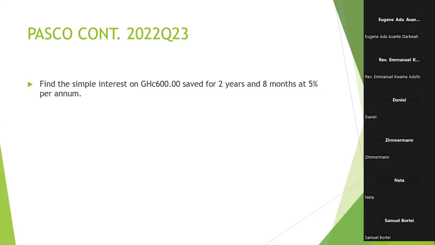Okay, let me take it from here. If you have 6 months, 6 months in years is the same as what? 6 over 12. 6 months in years, yeah. 6 over 12. Hello, Papa Eugene, can you hear me?